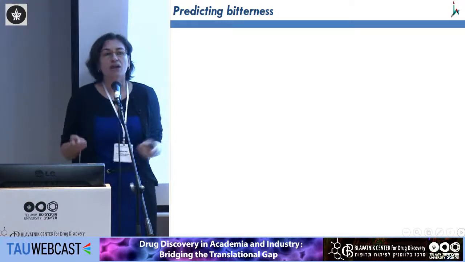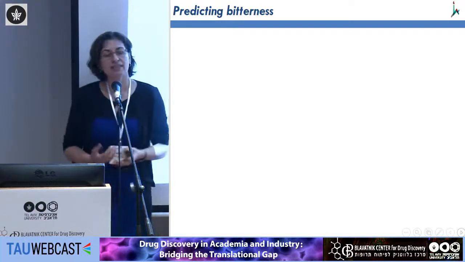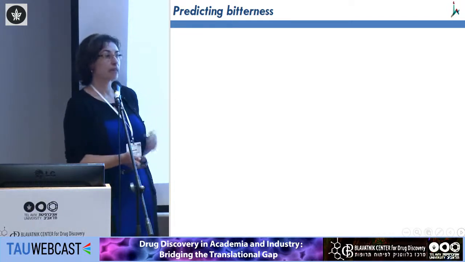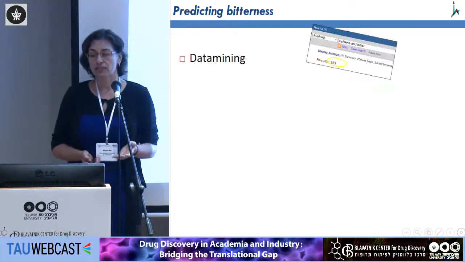Given all this diversity and complexity, we still want to be able to predict the bitterness of a molecule based on its structure. There are different ways to do it.